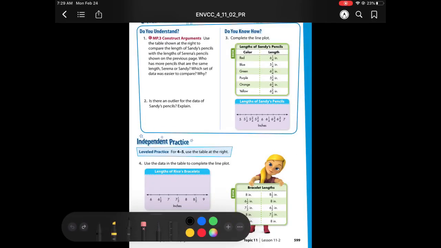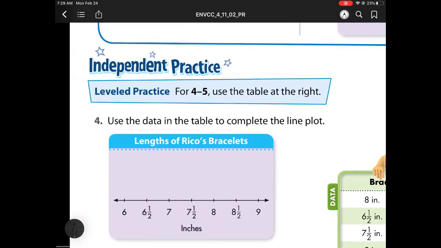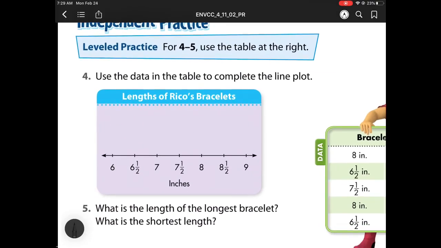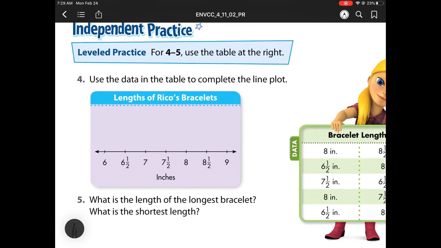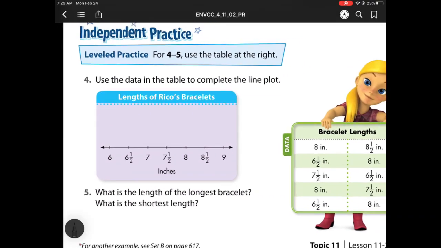We're on lesson 11-2, so let's begin. Like always, we did the guided practice in class, so we're heading straight to our independent practice. Use the data in the table to complete the line plot.